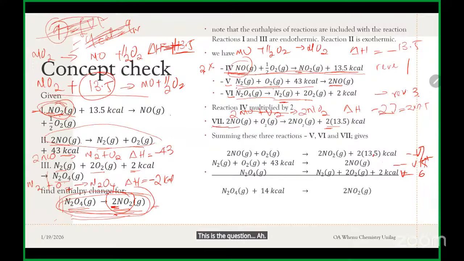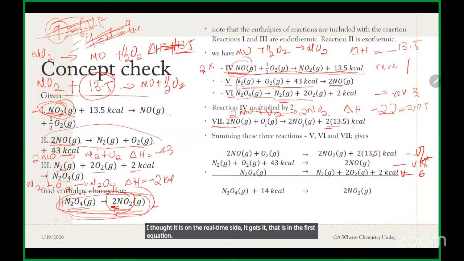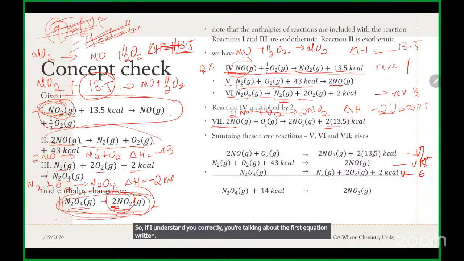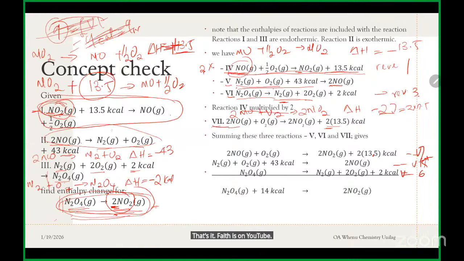I thought if the heat is on the reactant side, it gains heat. That is in the first equation. So if I understand you correctly, you're talking about the first equation. Yes, the system is gaining heat. And that's why when I wrote it in the other way, delta H is equal to positive 13.5.